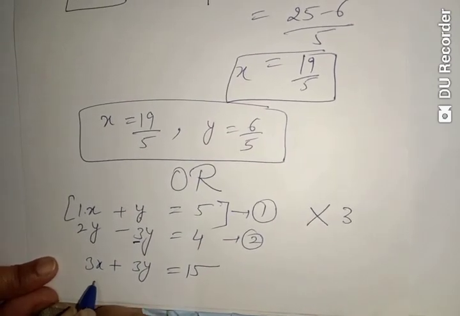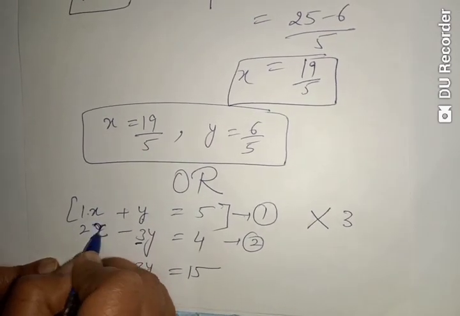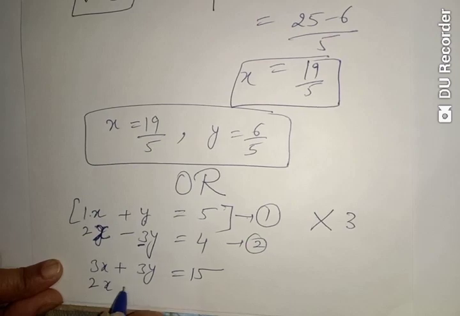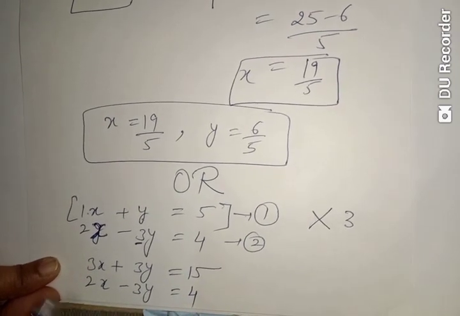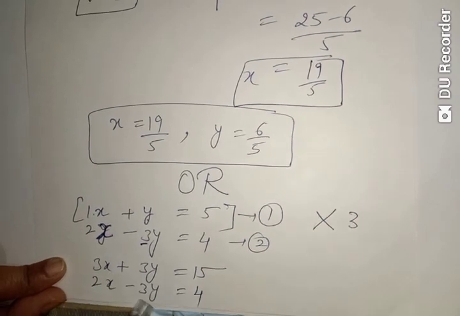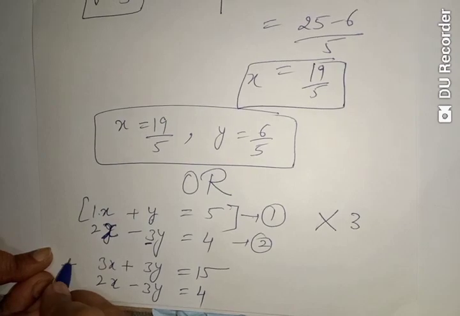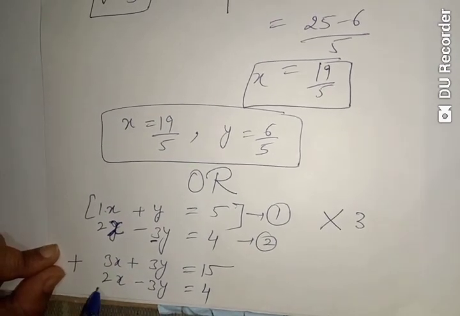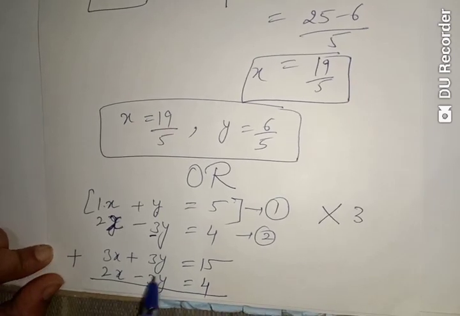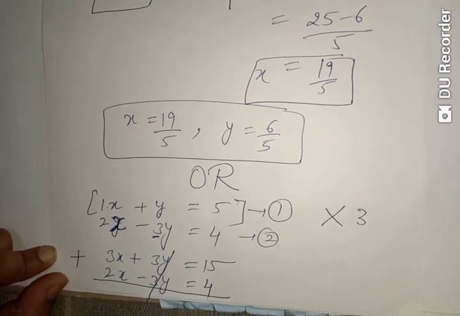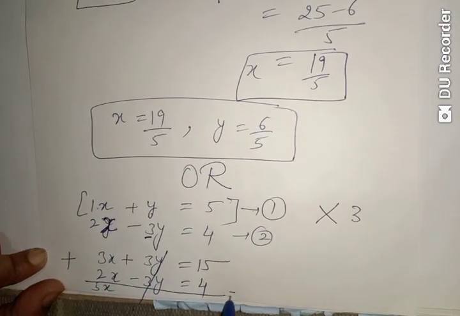And the second equation as it is, sorry, I have written this wrong. The second equation as it is, 2x minus 3y equals 4. And you can check here, plus 3 and minus 3. What is plus 3 and minus 3? 0. So we will add. We have to see on our own what we need to do, add or subtract. So y is eliminated, and this is 5x and this is 19.